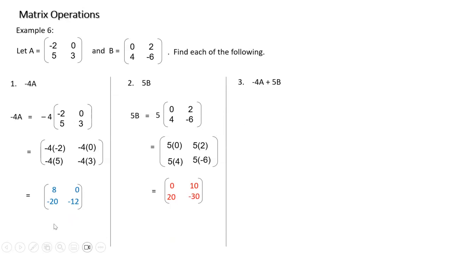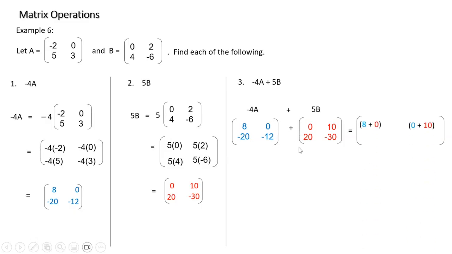So for part 3, we're going to add -4A plus 5B, and I already have the answers here for -4A and for positive 5B. So all we do is add them. There's my -4A plus there's my 5B. Now we're going to do what we did in the previous slide. It's going to be 8 plus 0, 0 plus 10, -20 plus 20, and -12 plus -30. My result will be 8, 10, 0, and -42. There's my result.